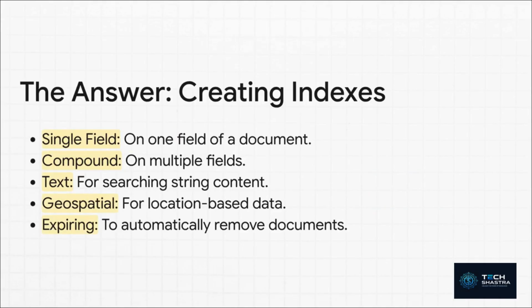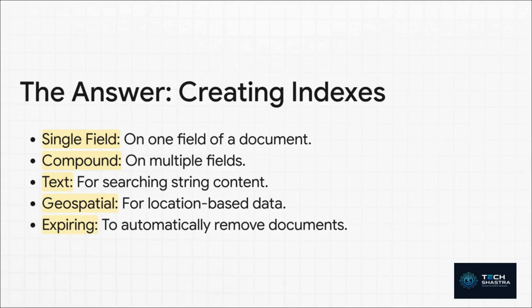The answer is indexing. It works just like the index at the back of a book. It lets MongoDB find the data it needs instantly, without having to scan through every single document one by one. And you can get really specific here, creating indexes for everything from simple text searches to complex location data. A really good rule of thumb, if you find yourself searching, sorting, or filtering by a field a lot, it probably needs an index.